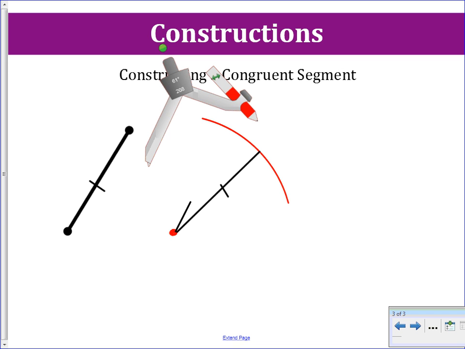We can make another segment. That one is also congruent. So all of these segments are congruent to our original segment. And that is how you use your compass as a ruler to construct a congruent segment.